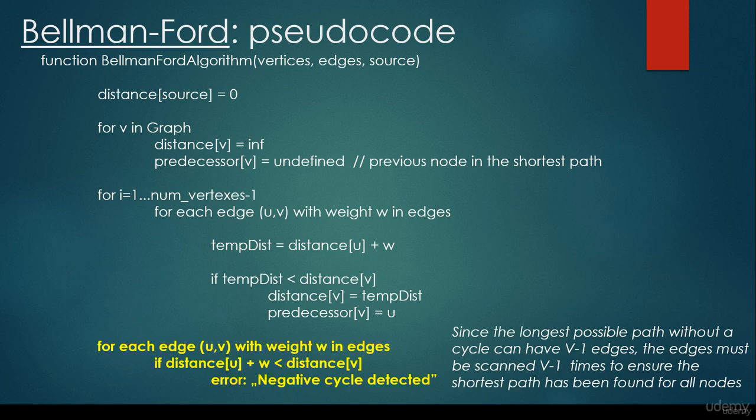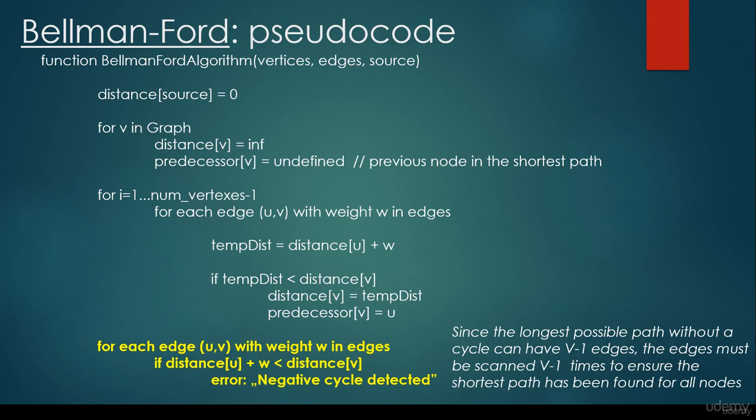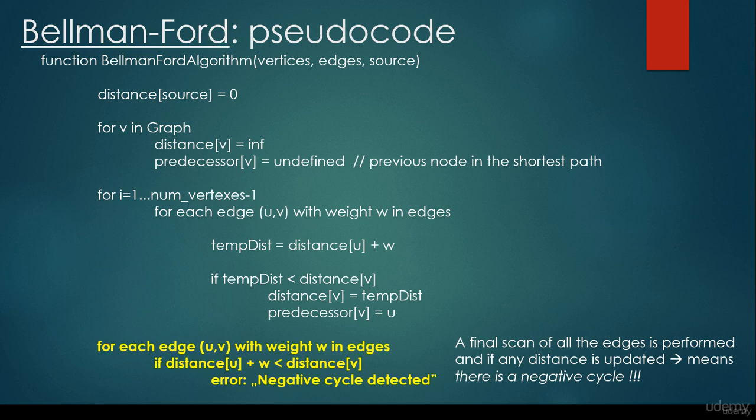We have to make another check whether there is a negative cycle or not. Since the longest possible path without a cycle can have V minus 1 edges, and we make V minus 1 iterations here, the edges must be scanned V minus 1 times to ensure the shortest path has been found for all nodes. And the final scan of all the edges is performed, and if any distance is updated, it means that there is a negative cycle. So that's why we have to make this final iteration and final check whether there is any better solution. And if there is, we know that there must be a negative cycle.